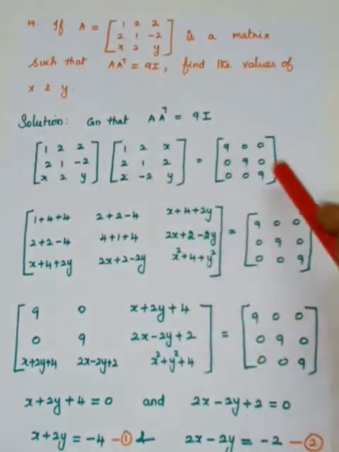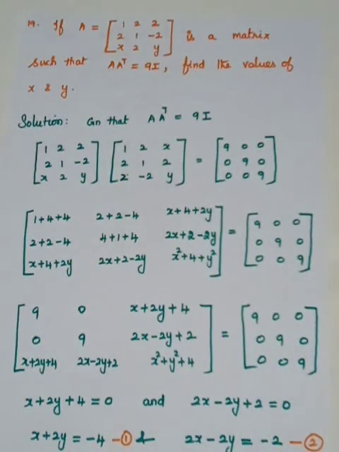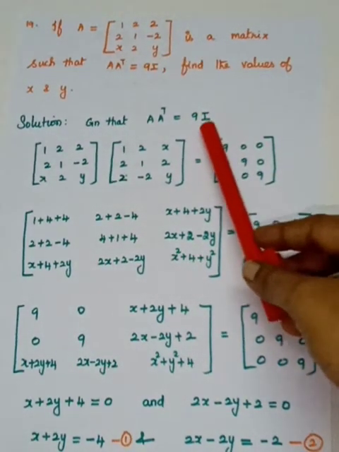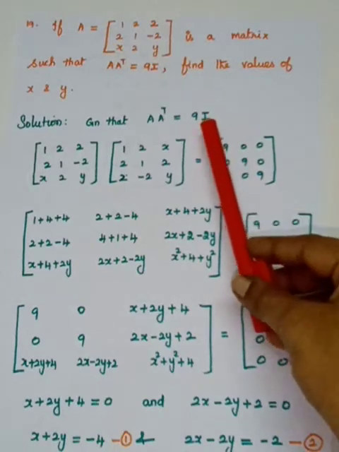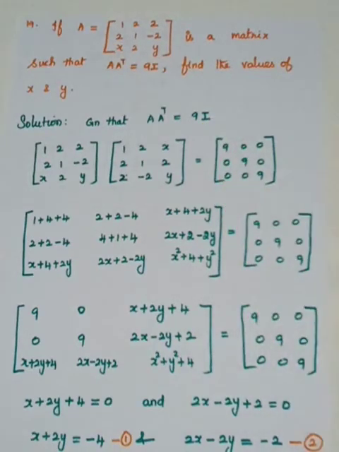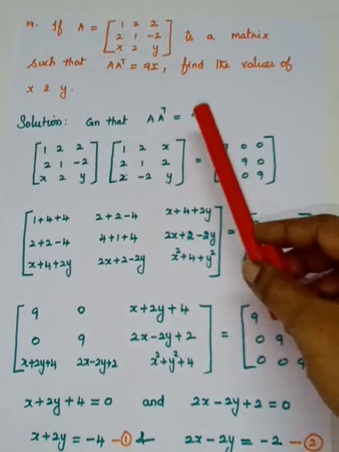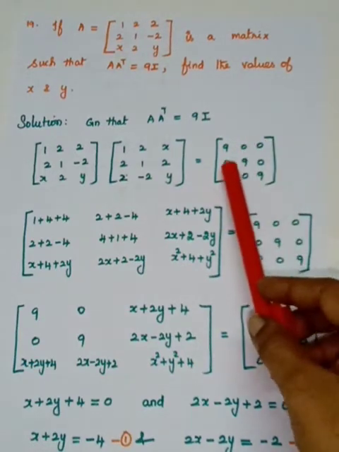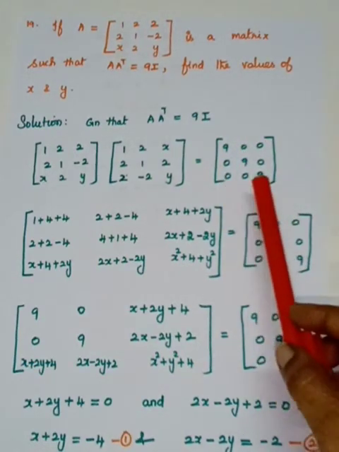What is I? I is an identity matrix or unit matrix. Here A is of order 3 by 3. So your identity matrix is of order 3 by 3. So the identity matrix is what? 1, 0, 0, 0, 1, 0, 0, 0, 1. It has to be multiplied with 9. So it is 9, 0, 0, 0, 9, 0, 0, 0, 9.